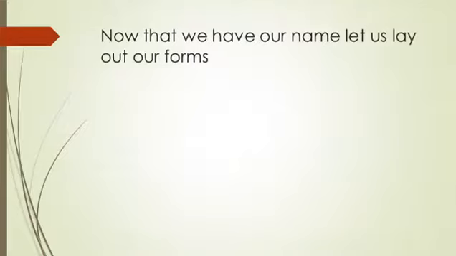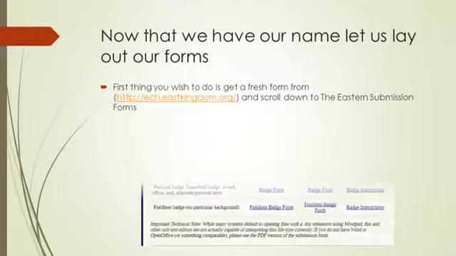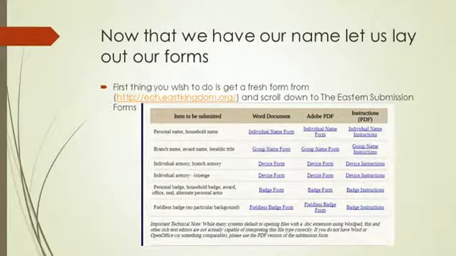Okay, now you got the given name. Let's grab our forms. Go straight to the Blue Tiger, scroll down to Eastern Submissions Forms, grab one of your particular preference. I'm a Windows user, so I'm going for Word doc right off the bat. Individual name form is what we're downloading.